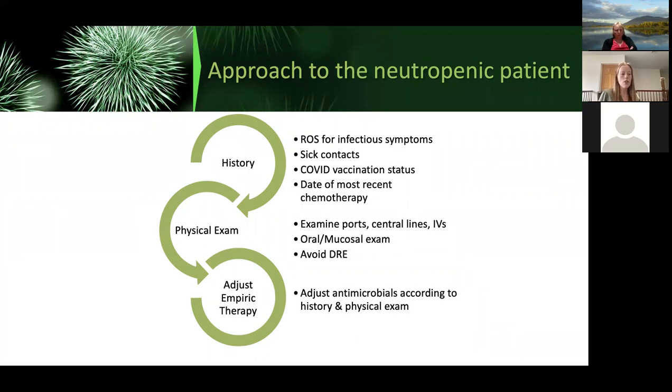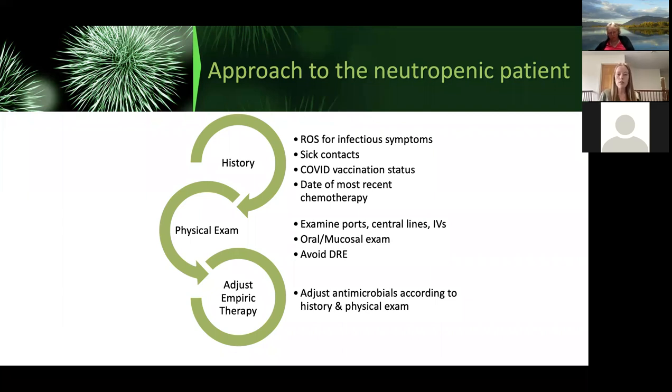So the same time that you're doing those things, you're sending off your blood work, you're starting empiric therapy, you're going to obviously do a history and paying particular attention to a review of systems for infectious symptoms, sick contacts, their COVID vaccination status, and then the date of their most recent chemotherapy, because that will give you an idea of where they are on their nadir for their white count, whether they are just at the start of their counts dropping, if we're expecting a recovery shortly, and just in general, give you a sense of the duration of time they're likely to be neutropenic.